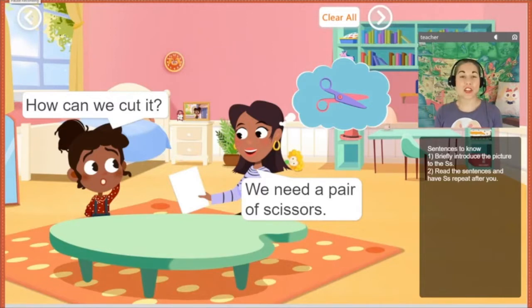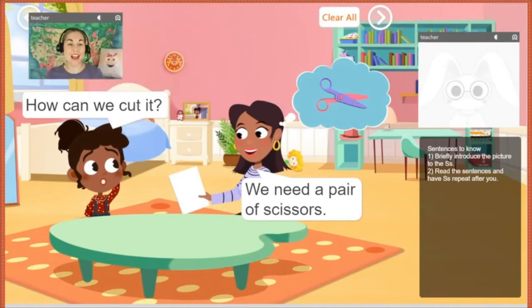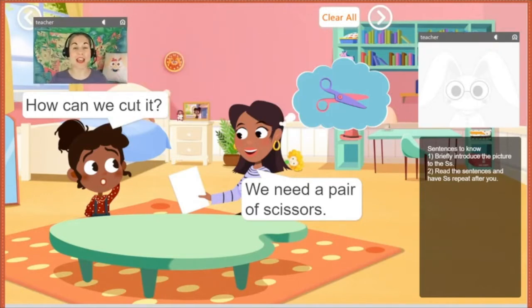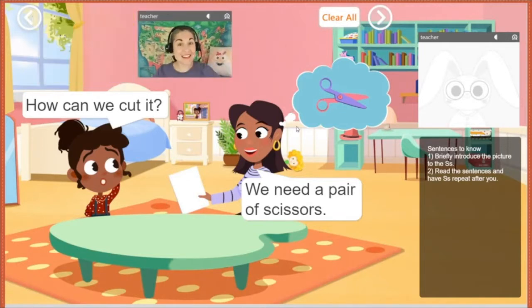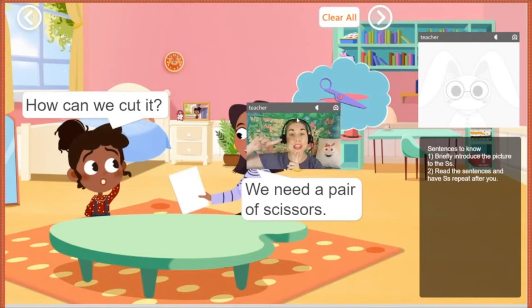So now let's look at how you might teach a slide like this where the sentences are not review like you previously saw. So if I have one student, that student is going to repeat everything after me individually, right? I'm going to bring the student up next to me and have them repeat after me. How can we cut it? Good. Okay, Amanda, say, we need a pair of scissors. We need a pair. Excellent job, Amanda.